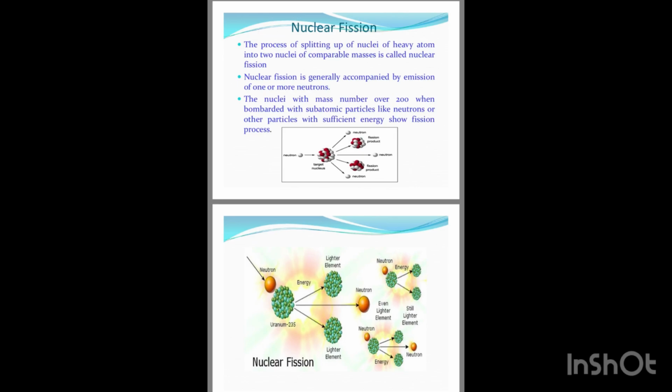Nuclear fission. The process of splitting of nuclei of heavy atoms into two nuclei of comparable masses is called nuclear fission. Nuclear fission is generally accompanied by emission of one or more neutrons. The nuclei with mass number over 200, when bombarded with subatomic particles like neutrons or other particles with sufficient energy, show the fission process.